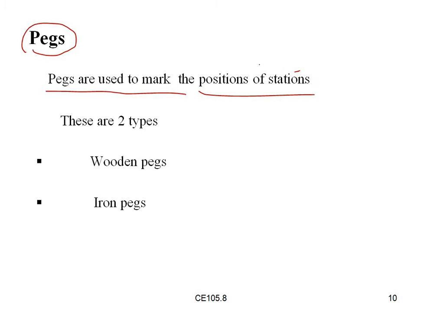And the next one is pegs. These pegs are used to mark the positions of stations. We will be keeping these pegs as temporary marks. By these pegs we can mark the station points. There are two types: one is wooden pegs and the second is iron pegs. These two kinds of pegs are used in chain surveying.